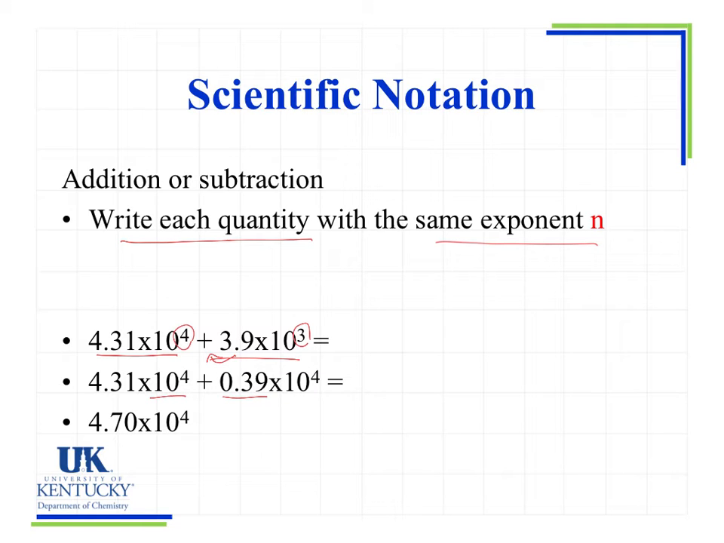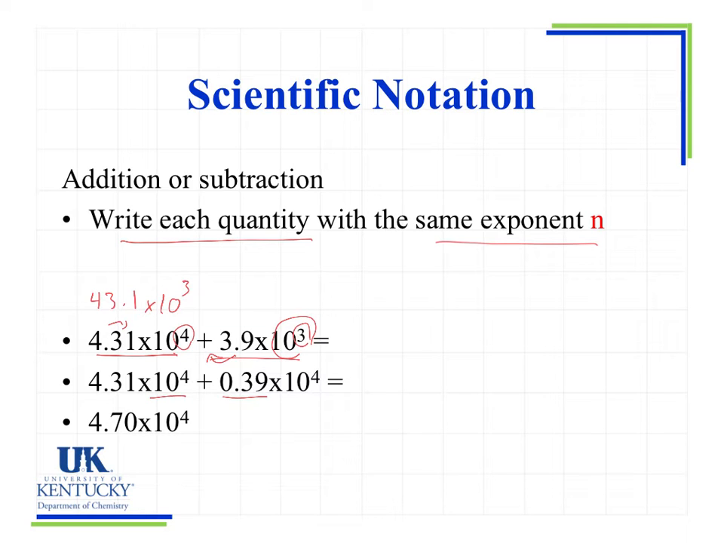It would be okay if we keep 10 to 3 and make this 10 to 3. In that case, we have to move the decimal place in the other direction. So it would be 43.1 times 10 to 3. Then we can add these two. Both of them should be the same thing.